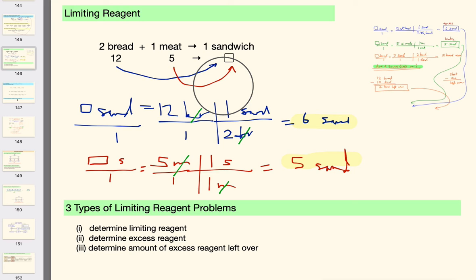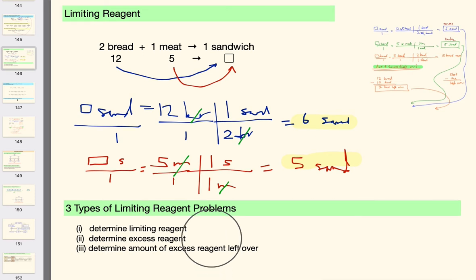Okay, so with that, the concept is pretty easy. Next thing I'm going to have to show you is how you calculate that for a chemistry problem instead of a sandwich problem. Before I get going, let me tell you on a test, there could be three types of limiting reagent problems. One is where it just says, what's the limiting reagent? In this particular case, the limiting reagent was meat. Why? Because starting with meat gave us the lowest amount of sandwiches.